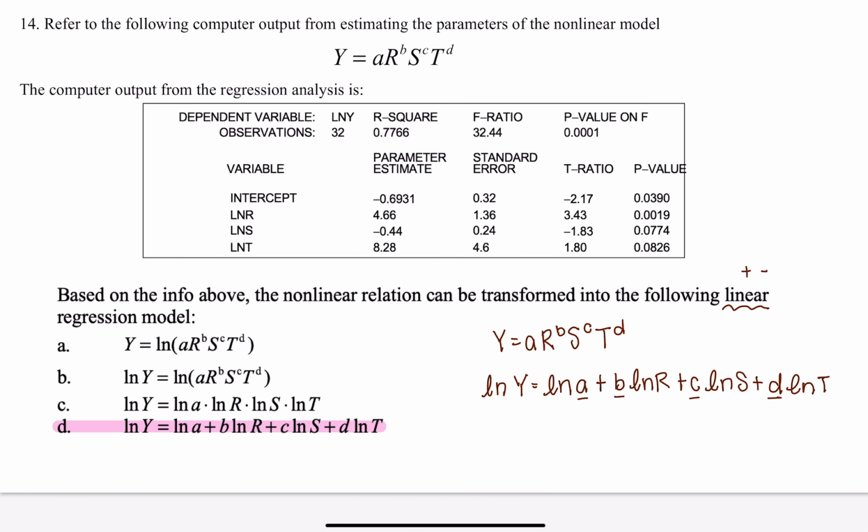Next one says, refer to the following computer output from estimating the parameters of a nonlinear model. If you want to change it into a linear model, this is going all the way back to logarithm rules, which either you remember and you like or you really don't like. If you don't like them, just remember: if it's by itself, it just goes after the natural log. If it's an exponent, it goes in front of the natural log. So we end up with d, which is the natural log of y equals the natural log of a plus b times the natural log of r, plus c times the natural log of s plus d times the natural log of t.